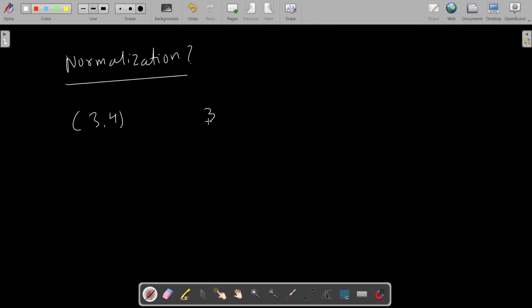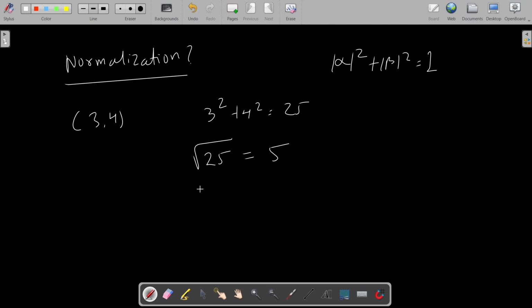First of all, we square these. 3 squared plus 4 squared equals 25. Then we know that total probability must equal 1. But as we know, 25 is not 1, so we take the square root of 25, which equals 5. Then we divide both numbers by 5: 3 by 5 and 4 by 5.